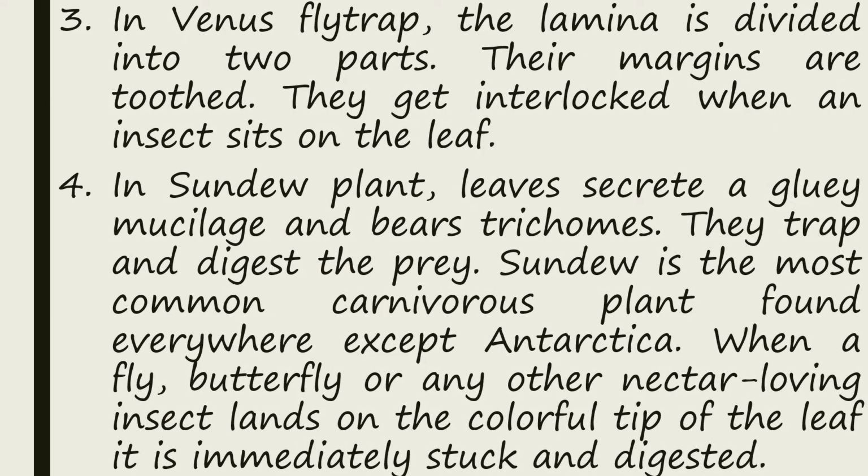In Venus flytrap, the lamina is divided into two parts. Their margins are toothed. They get interlocked when an insect sits on the leaf. In sundew plant, leaves secrete a gluey mucilage and bear trichomes. They trap and digest the prey. Sundew is the most common carnivorous plant found everywhere except Antarctica. When a fly, butterfly, or any other nectar-loving insect lands on the colorful tip of the leaf, it is immediately stuck and digested.